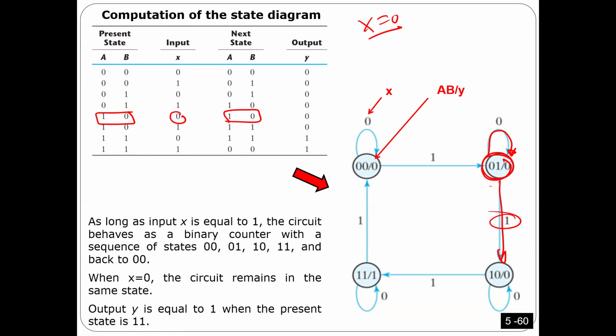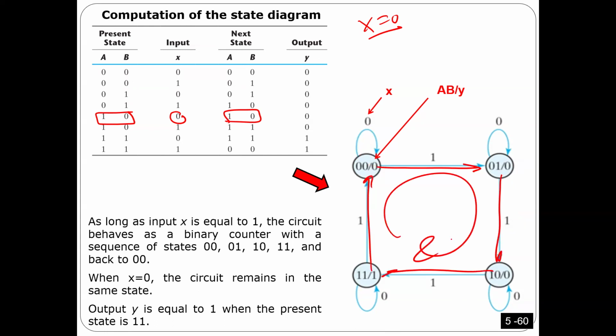You see here, when x is 0, it's gonna look to itself. When x is 1, it's gonna look to itself. When x is 0, it's gonna look to itself. When x is 1, it's gonna move to the next state. That's how it works. So every time x is 0, it stays in the same state. But when x is 1, it's gonna come this way, then circle this way.